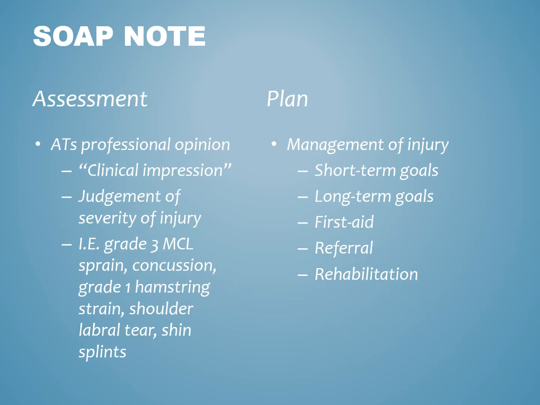The assessment records the athletic trainer's professional opinion about the injury based on the information obtained during the subjective and objective portions. And finally, the plan for treatment indicates how the injury will be managed and includes short and long-term goals for rehabilitation. This section also includes first aid, referral, rehabilitation, any form of treatment.